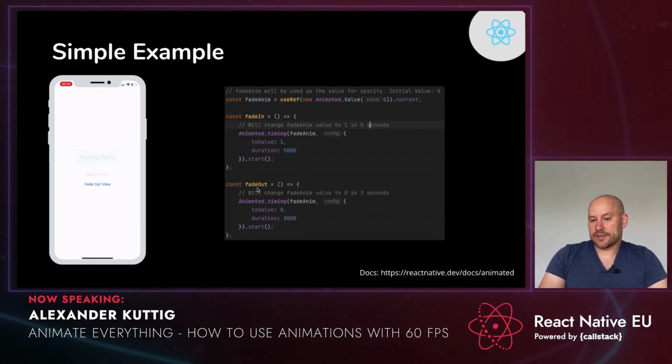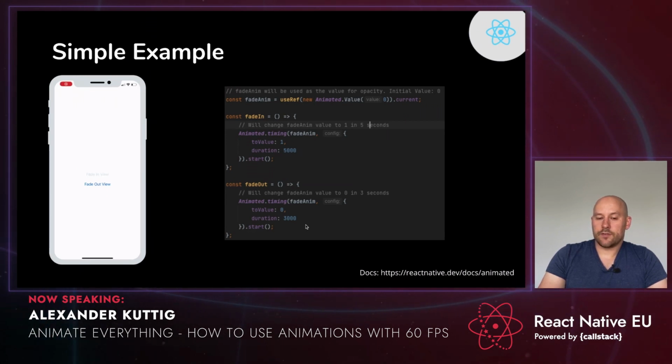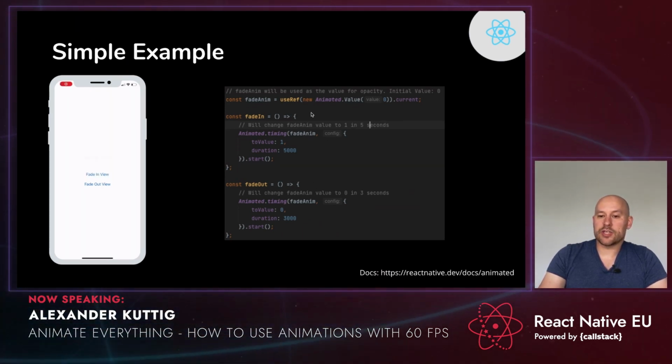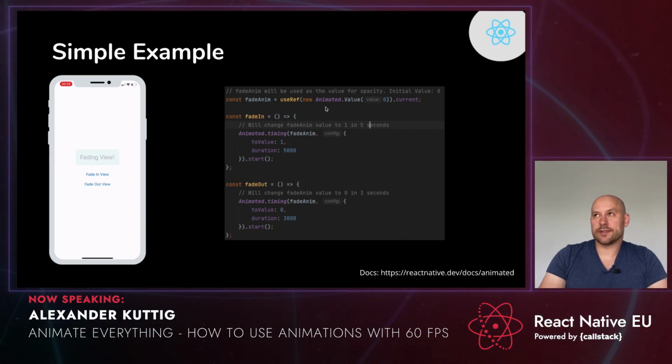So basically it's the same for the fade out function, except that we change the value to 0 and that the duration is only 3 seconds. So the fade out is faster than the fade in. Yeah, it's a very basic example, but I think it shows clearly how animation works and how it is like to work with animated values, because basically all animation works with these animated values.